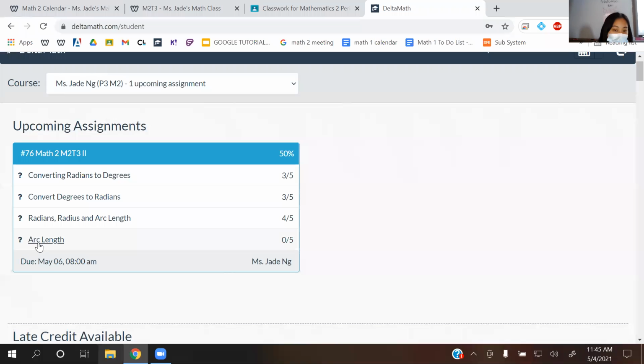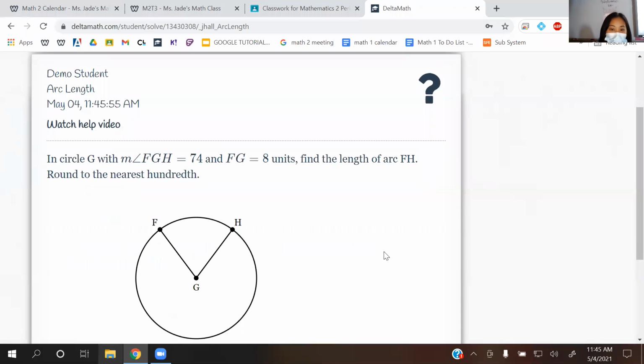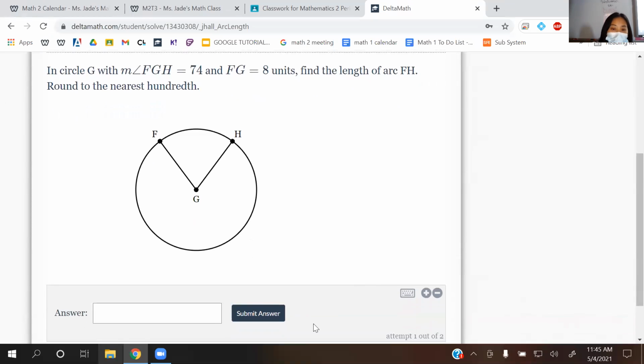Last category is arc length, which I believe is similar to something we've already done before. So it's just review, I think, unless I'm just forgetting what I did with you guys in person. But either way, let's do some examples of this.